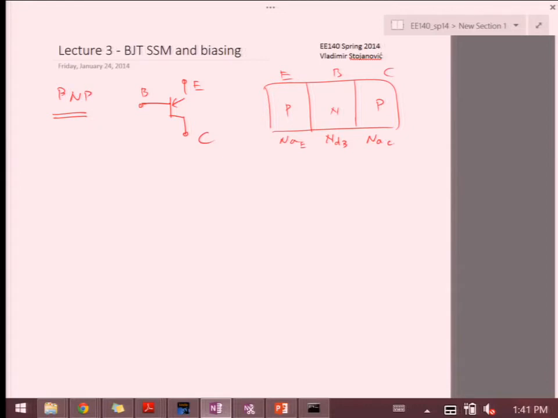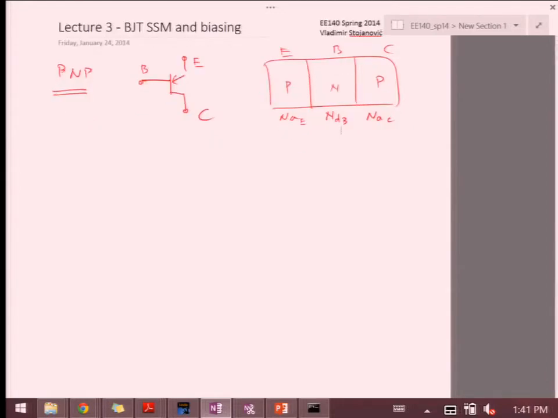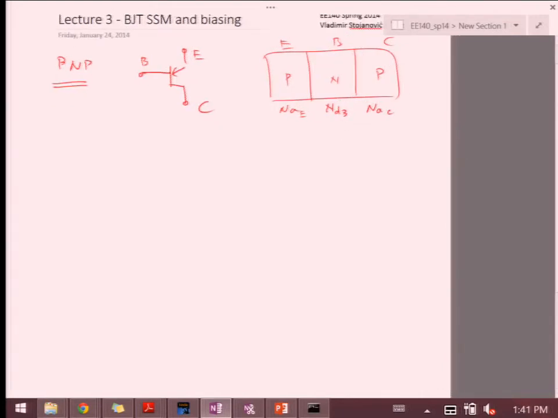Okay. So the key thing here is that it's really easy to work with PNPs just as long as you always keep them oriented the right way and with the right voltages.